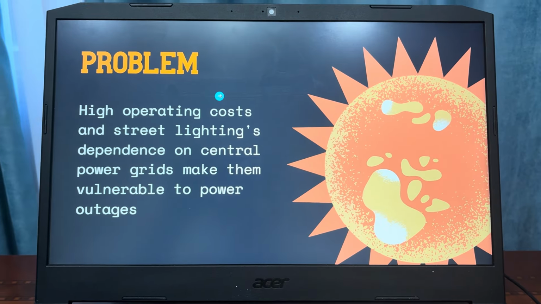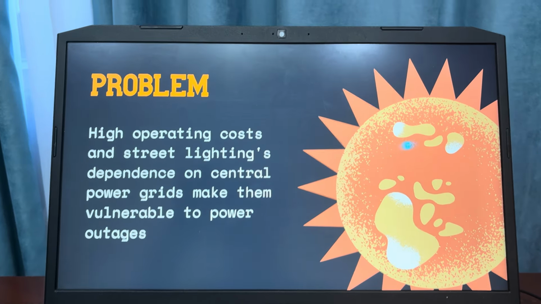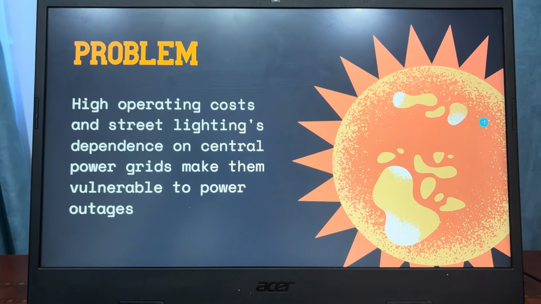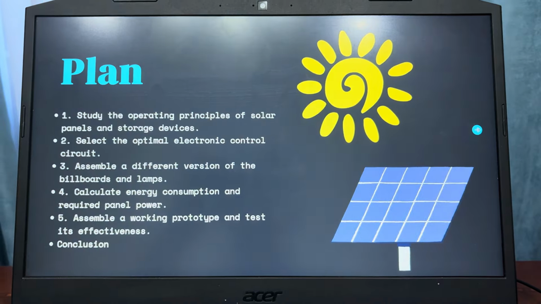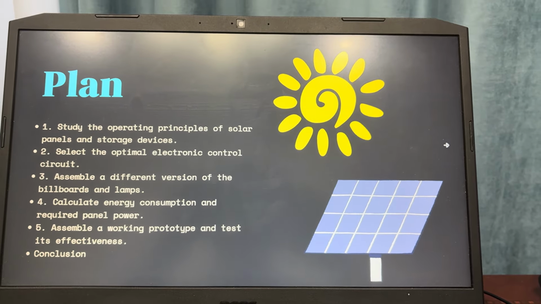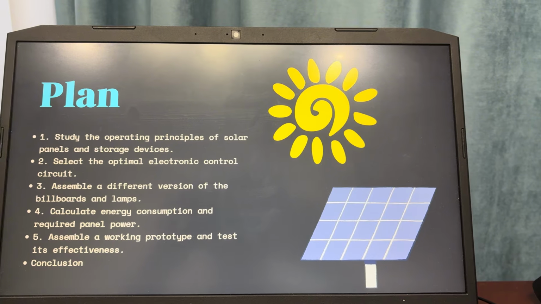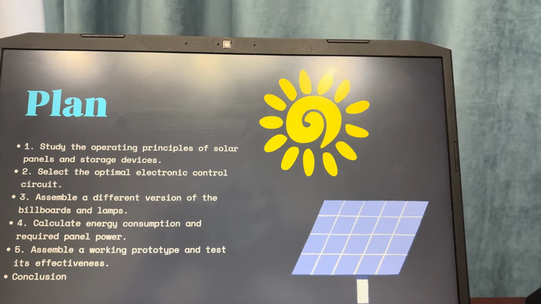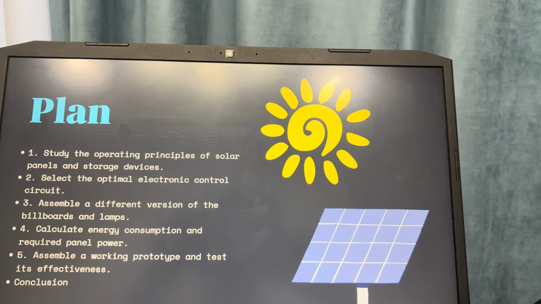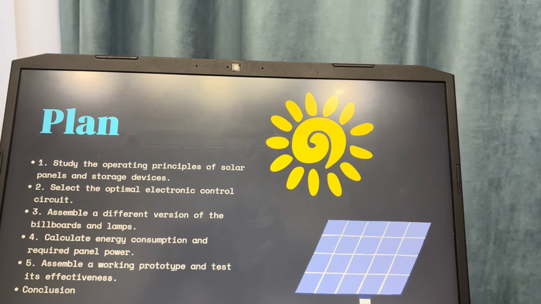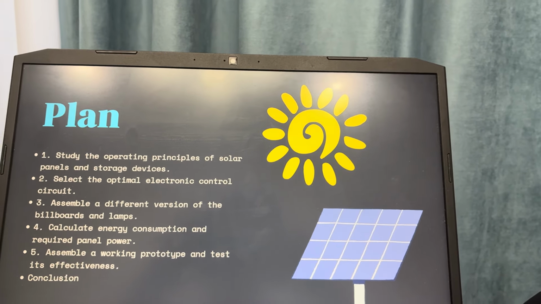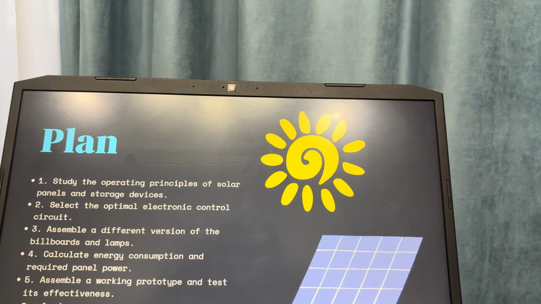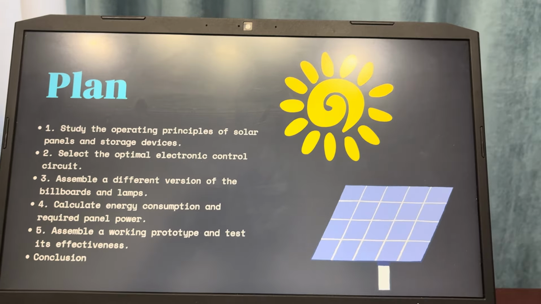The main problem is high operating cost, and street lighting depends on central power grids, which makes it vulnerable to power outages. My plan is: first, study the operating principles of solar panels and storage devices. Second, select the optimal electronic central grid. Third, assemble different versions of billboards and lamps. Fourth, calculate energy consumption and required panel power. Fifth, assemble a working prototype and test its effectiveness. And the last one is the conclusion.